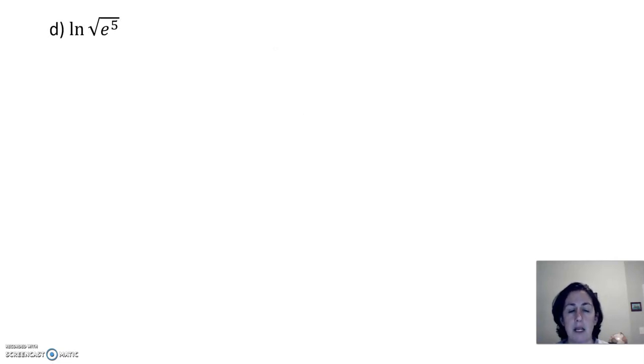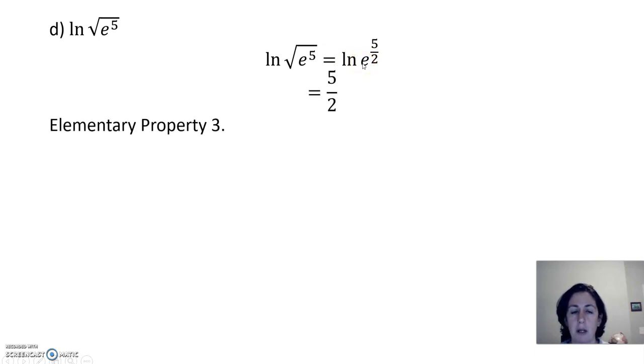Very similar problem here, the natural log of the square root of e. We'll start by rewriting that so it's not a radical but a rational exponent, and we have the natural log of e to the 1/2. Remember, the base of the natural log is e, the base of this exponential function is e. When the base of the logarithm and the base of the exponential function match, they cancel, and that is also elementary property 3.